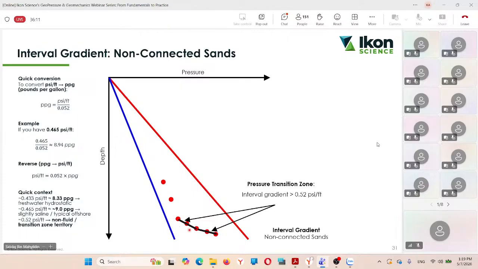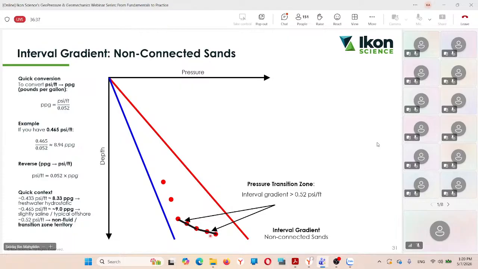So this is where we start seeing the pressure transition zone. You can imagine if I have one sand unit over here and then another sand unit over here, and in between a kind of semi-impermeable zone that disconnects these two sands, you will see this pressure transition zone. It is most of the time easy to detect because the interval gradient is higher than 0.552 psi per foot.